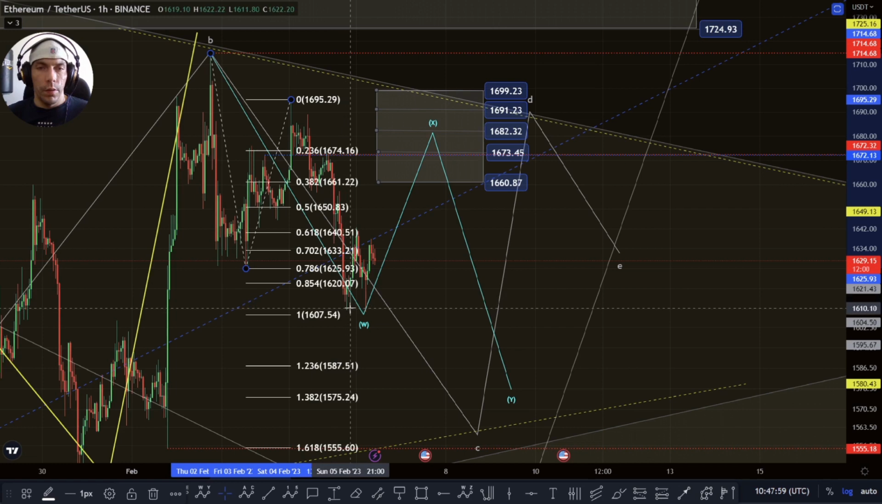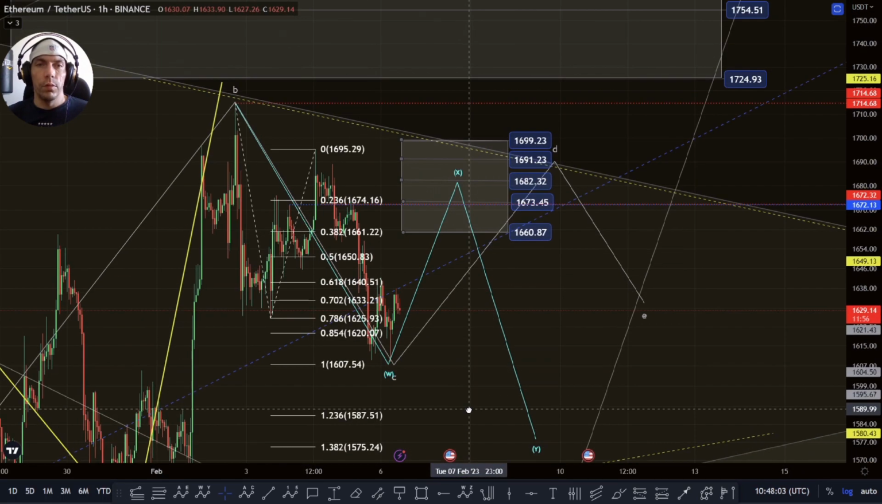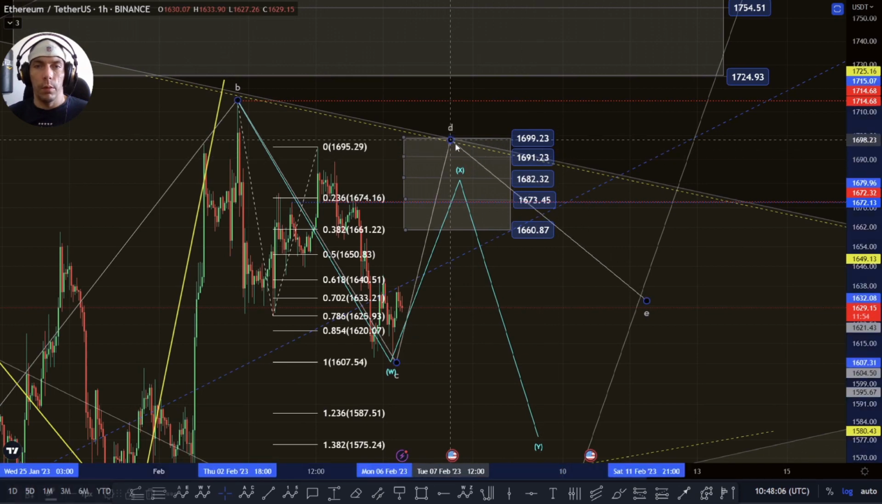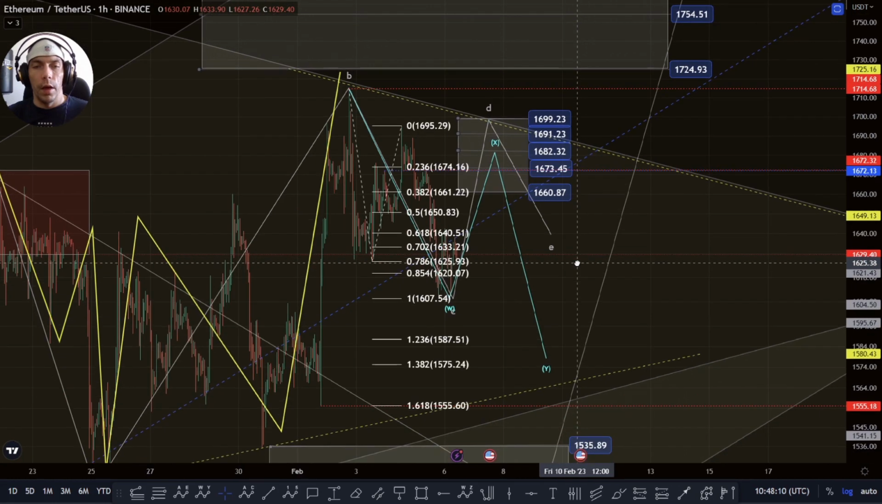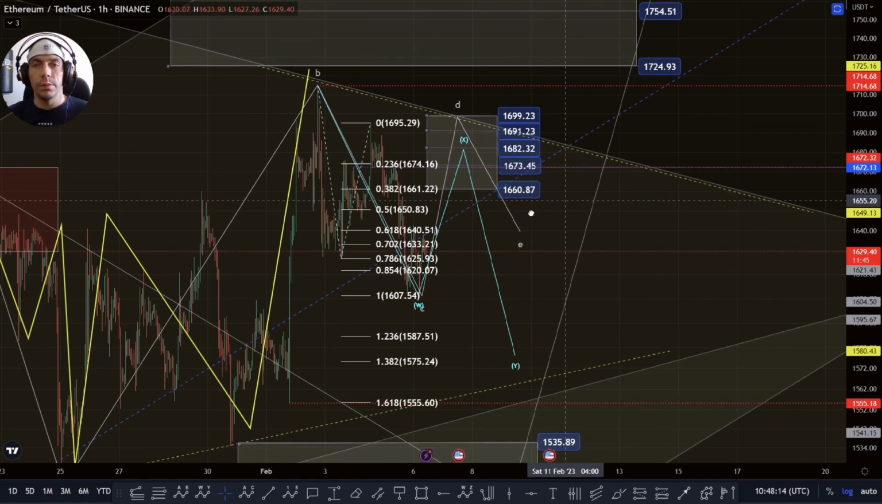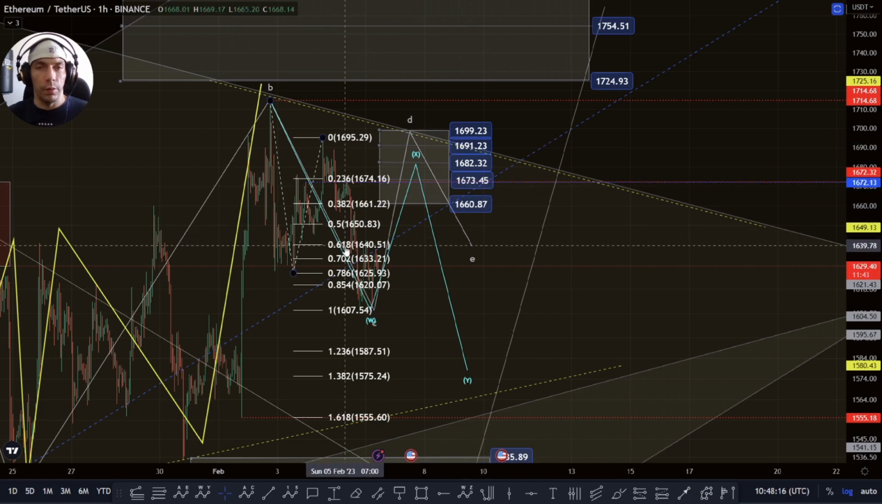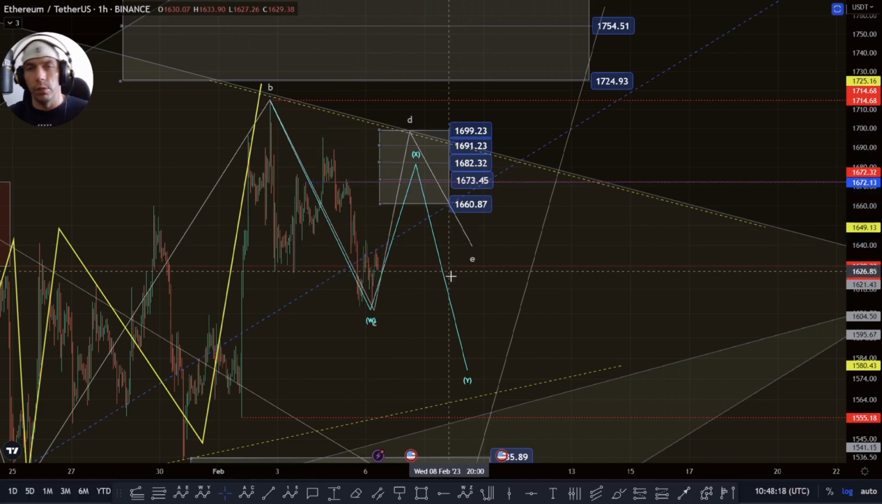So we can see we've actually come down to that 1-to-1. So it is possible we could argue we have a C wave here, we're going to get a D wave up, and then we're going to get an E wave, something like this. But it would be very small at this point, and we'd have to be careful about rushing to say that this is what's in play.